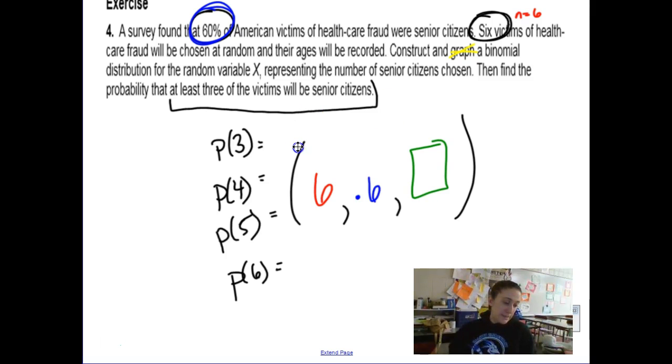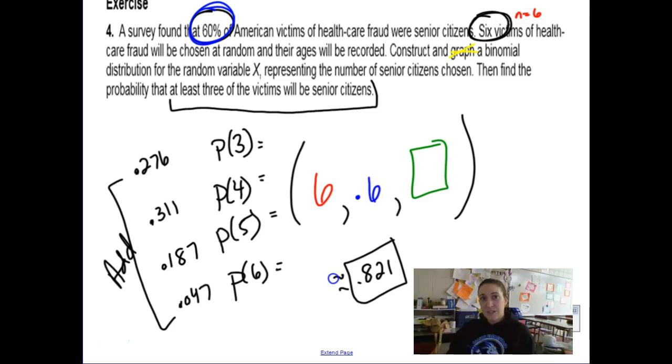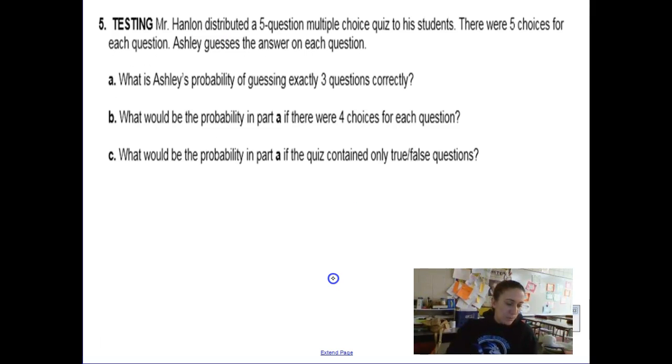I did this, so if you don't mind, I'm just going to jot down over here what I got. I got 0.276, I got 0.311, I got 0.187, and I got 0.047, and when we add all these together, you get approximately 0.821. So an 82% chance that at least 3 of the 6, so at least half of the people we chose, were senior citizens. Poor senior citizens getting victimized by those horrible insurance fraud people.